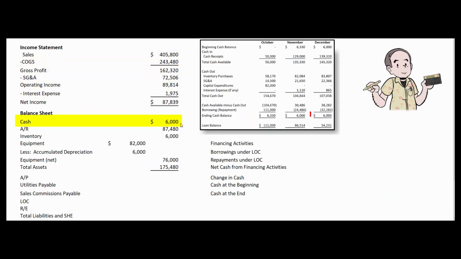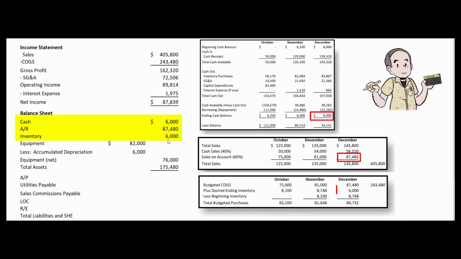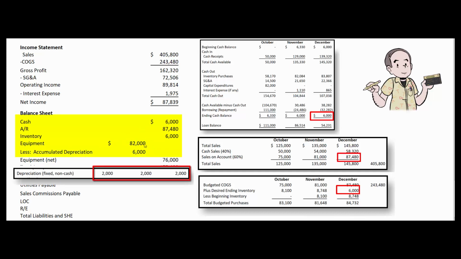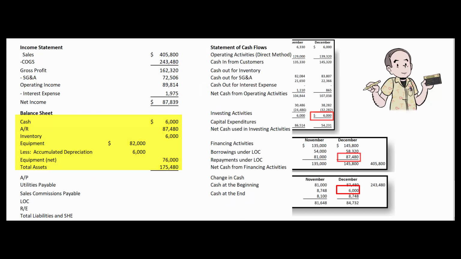Let's create the asset side of the balance sheet. The cash is at $6,000 from our cash budget. That $87,480, that's the 60% of December sales that we will collect in January. That inventory is the $6,000 ending inventory that the problem told us the company wanted to have. The equipment we spent $82,000 for, and we know from our SG&A budget that we booked $2,000 of depreciation for October and November and December, so that's $6,000 total. So our net book value of the equipment is the $82,000 original cost minus $6,000 of accumulated depreciation for $76,000. We add up all our assets and we get $175,480 on the left-hand side of the balance sheet.